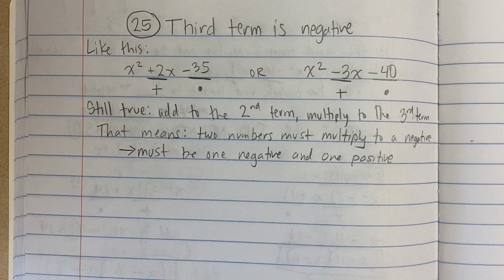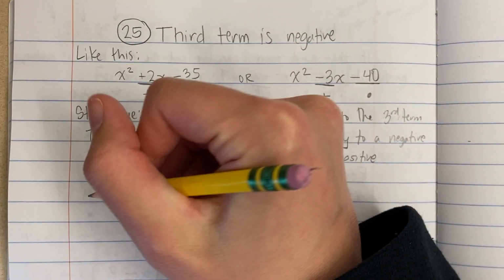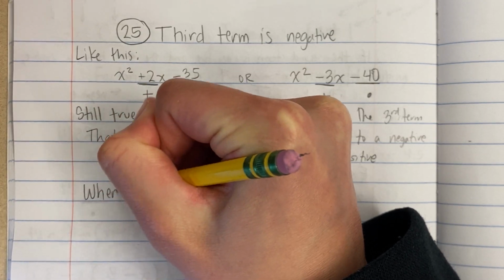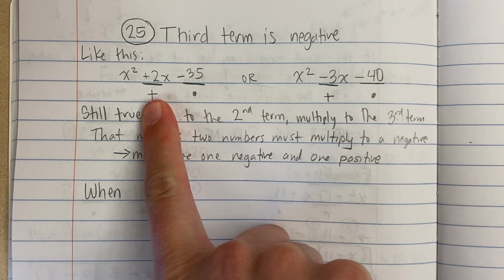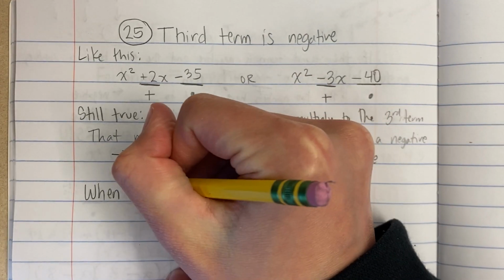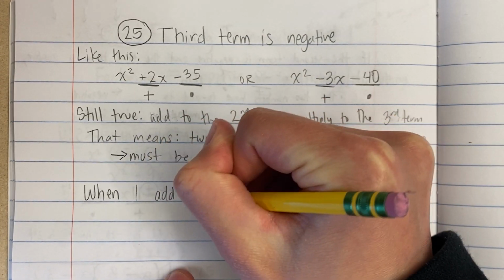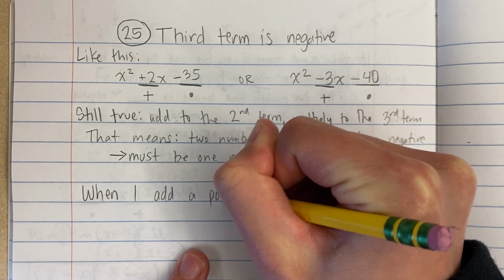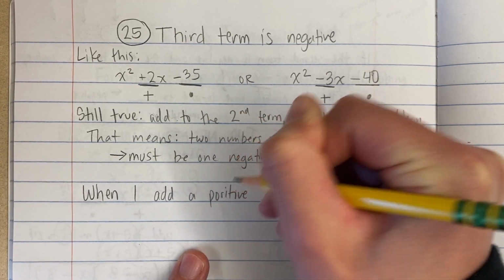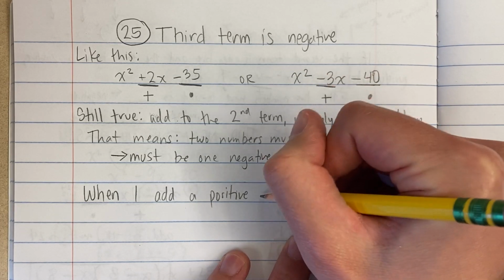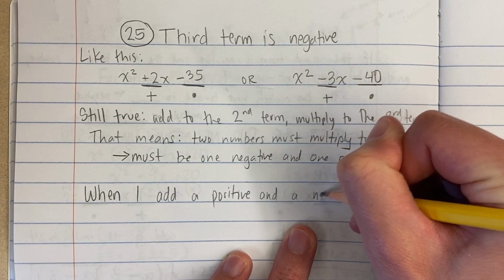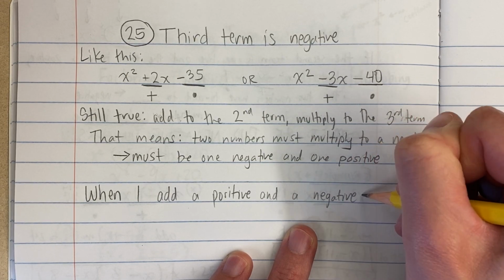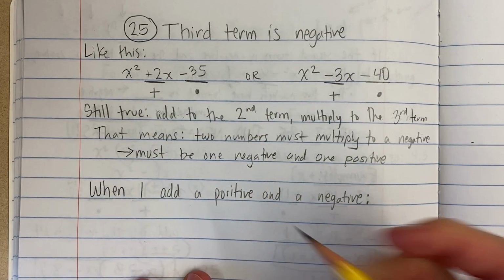Now, here's what makes this a little bit more challenging. Because we were always looking for two numbers that multiply to this and add to this. Okay, but here's the thing. When I add a positive and a negative, because now I'm going to have one positive number and one negative. So what happens when I add a positive and a negative? Let's just take a look. Let's just do a couple problems so we can just observe.